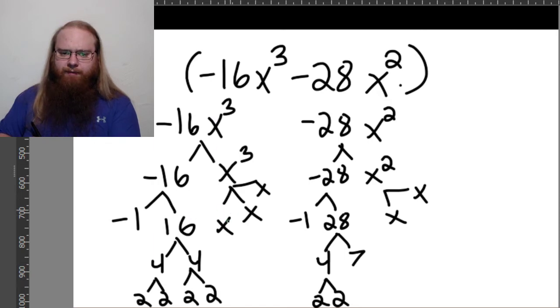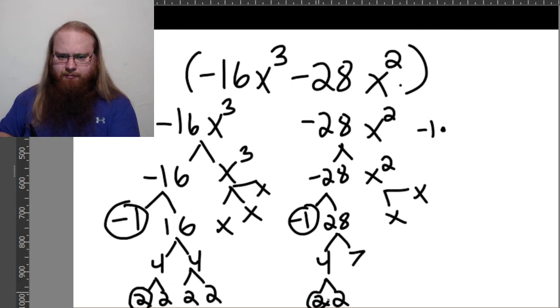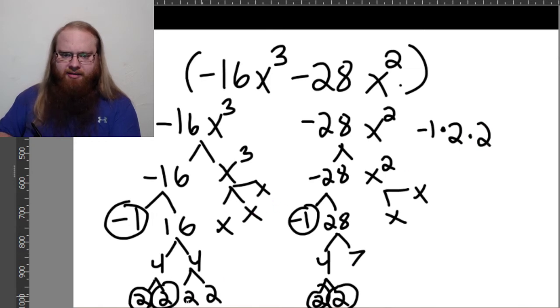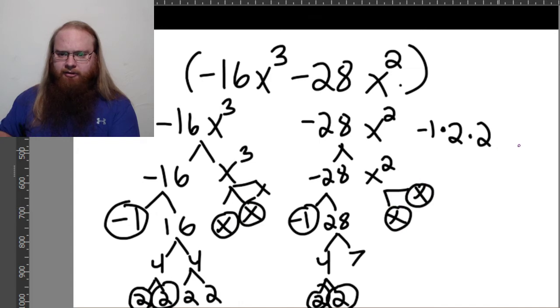So let's go ahead and circle and find our GCF. They each have a negative 1 in common. So negative 1 times. They each have a 2 in common. They each have another 2 in common. And that's it for the numbers, because all 16 has left is 2's, and all 28 has left is 7. So now we're going to worry about our variables. Remember, out of 3 and 2, 2 is smaller, so that means that there's going to be 2 x's in our greatest common factor. So times x.